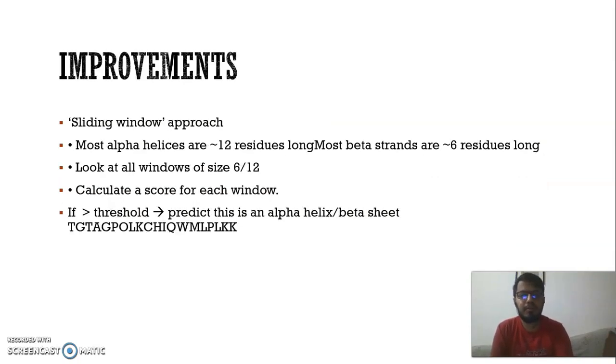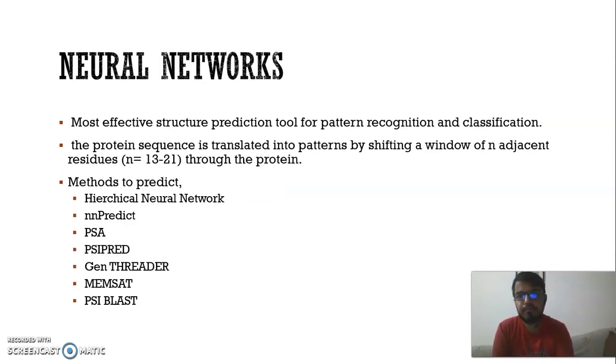So what are the improvements that have been made in GOR? Now you can set your sliding window from 6 residues to 12 residues. So you can lock it from 6 to 12. Now, if the calculated value is more than the threshold value, then we can say that the particular amino acid lies in a particular secondary structure, say alpha helix or beta sheet.